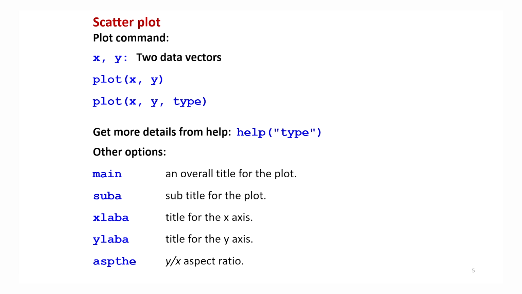Let me show you some more options available in the plot command, but my request to all of you is to please look into the help menu, which will give you more information in detail. Suppose I want to put the title of the graph, then I can use main, M-A-I-N. If I want to write the subtitle of the plot, this will be sub. If you want to write the title on the x-axis, it will be xlab. And if you want to write the title on the y-axis, it will be ylab.